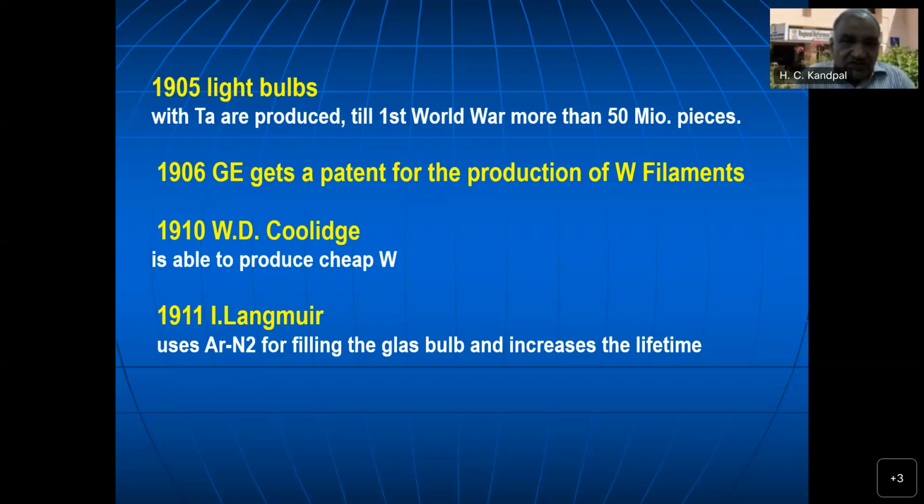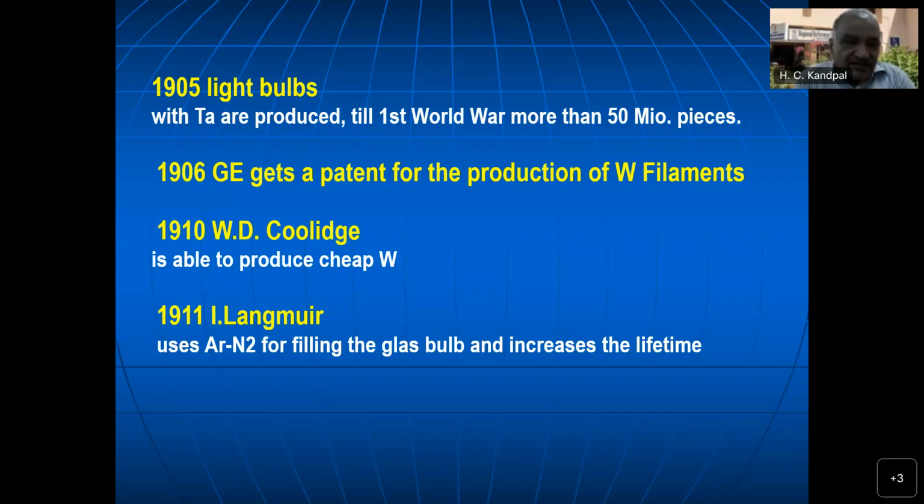And in 1906, General Electric got the patent for production of Wolfram filament, that is tungsten filament, W filament, and that has been going on till today. With, of course, slow development taking place regarding various changes that have to be made for long stability and long life of such lamps.